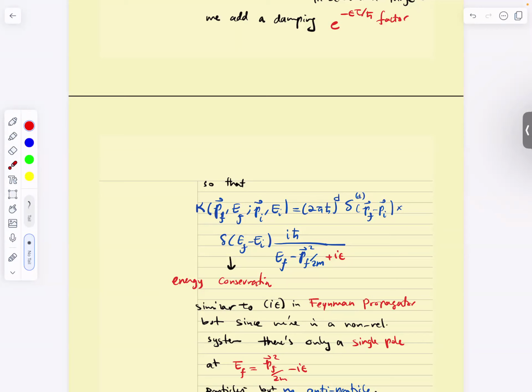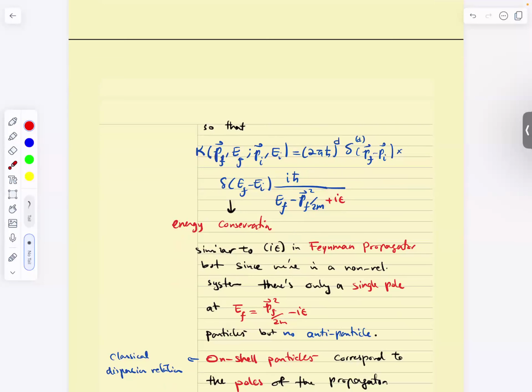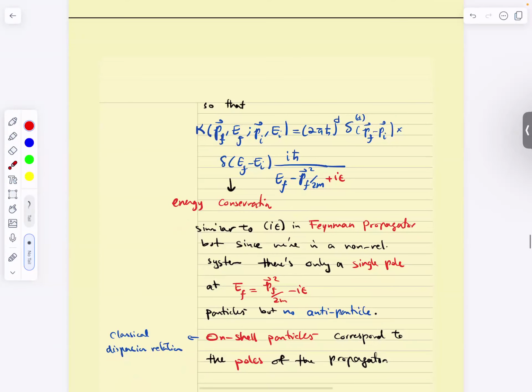Good. But now what has happened is that, so we have two poles. One of them has to do with the particle and the other one will be the antiparticle in the relativistic case. Here, there's only one pole. Quantum mechanics doesn't require antiparticles. There's only one pole. So there are no antiparticles.